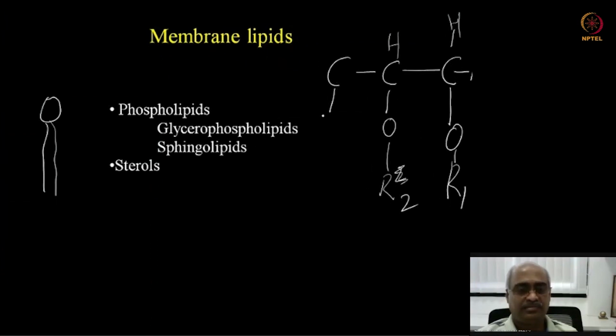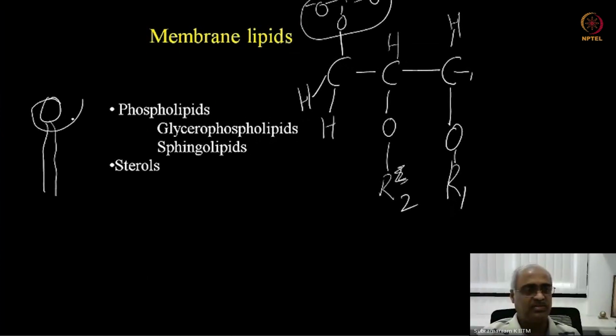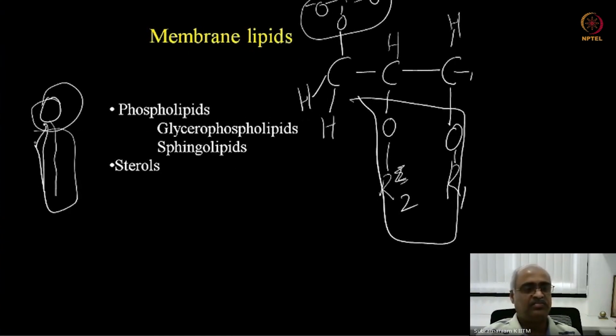So CH2OH. Here you can have a polar group, like for example, a phosphate group. The other one I'm not writing, it's going above the board. This portion can have other hydrophilic groups attached, and that is the head group. And these two chains here are your long chains. So these are the phospholipids.